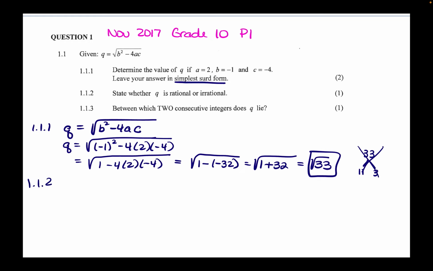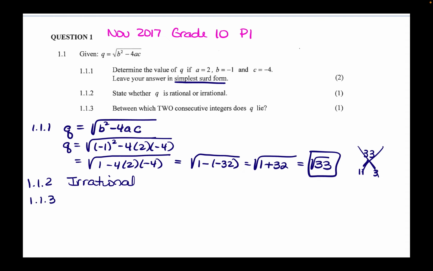And the next question is, is Q rational or irrational? It is irrational. And one quick way to tell that is that there remains a surd in the answer. The definition of irrational that I know is that it's a number that can be written as a fraction, a ratio of two integers, and this one certainly can't, so that is irrational.